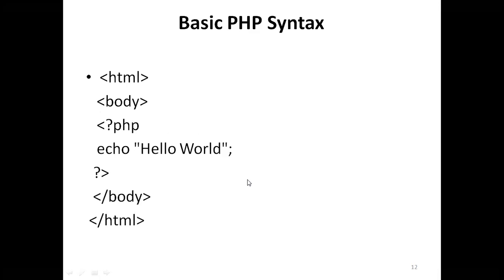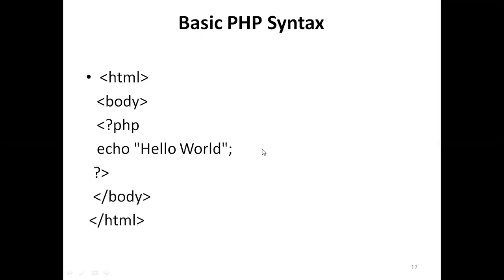Basics of PHP syntax. Now we will see the PHP syntax, how we can write PHP. Look at this example. The outermost tag is the HTML tag, then after that the body tag, then after that we create the PHP program. A PHP program starts with less than sign, question mark, php. This is the start symbol, and the closing is a question mark and the greater than sign. In that we write our PHP statements.